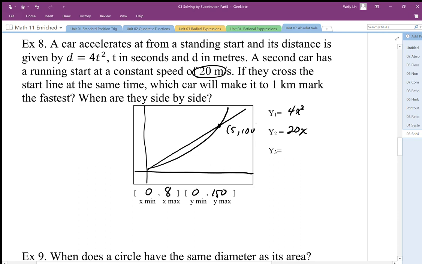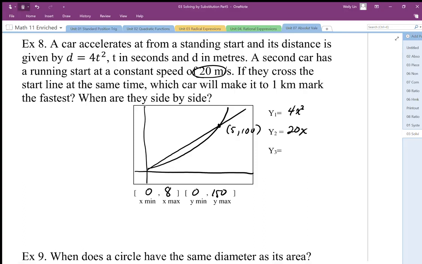So my solution is going to be at 5 seconds, or whether they're side by side, it's going to be 5 seconds, 100 meters. Okay, so which is going to hit the 1 kilometer mark the fastest? Well, if we think of this as meters, that's 100 meters. So this accelerating car will hit the 1 kilometer mark the fastest. So the car A, I guess, or the first car.